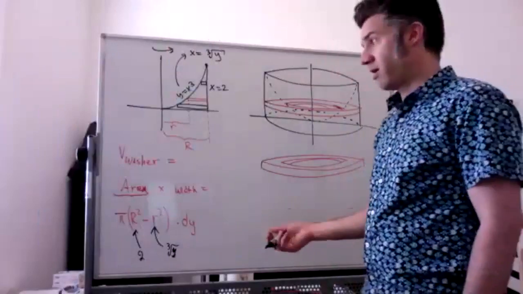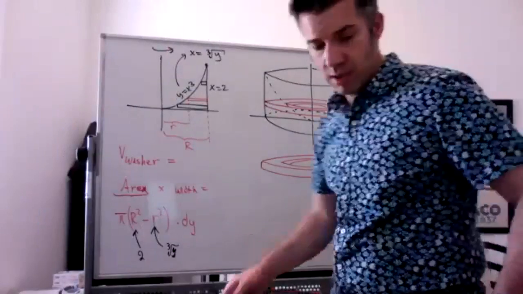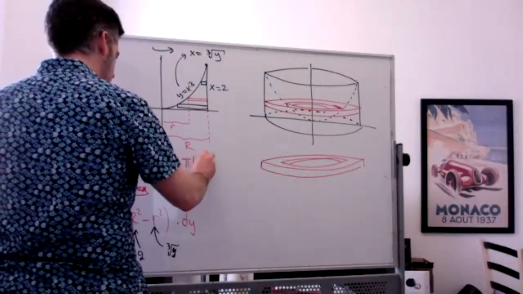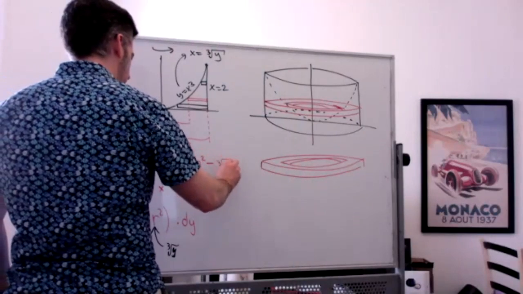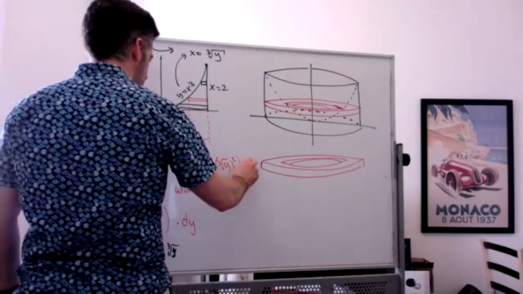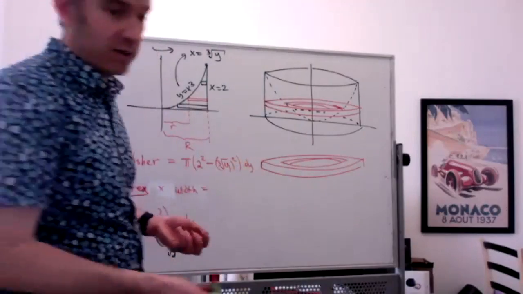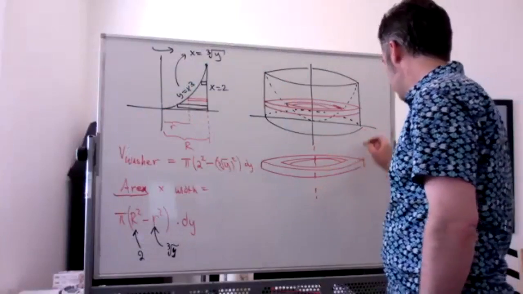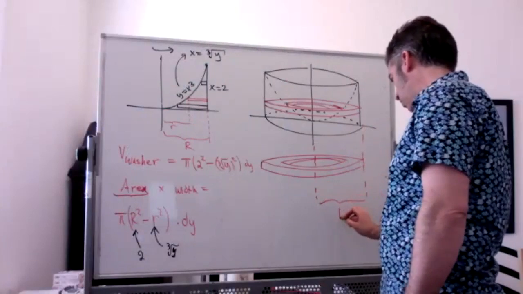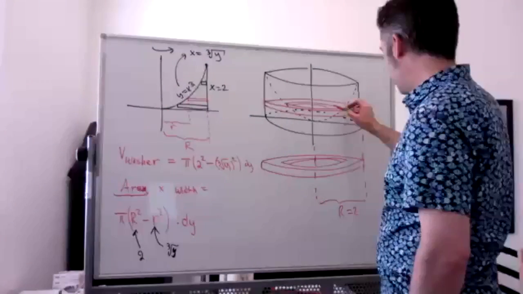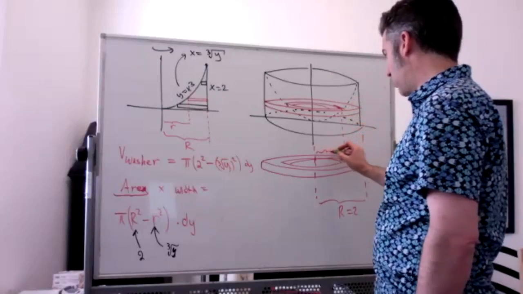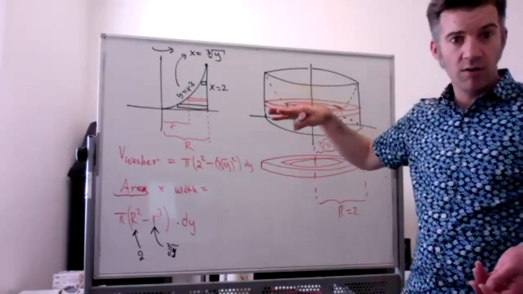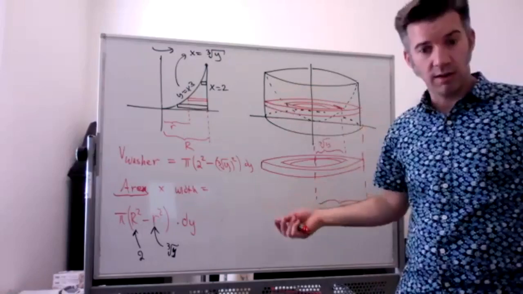So the volume of my washer is pi times 2 squared minus the cube root of y squared times dy. This washer has a large radius of 2 and a small radius of whatever the cube root of y is. The higher you go, the bigger that is, the lower you go, the smaller that is.